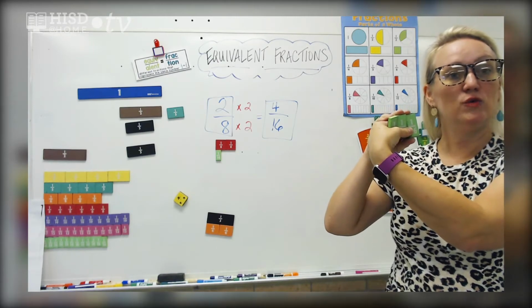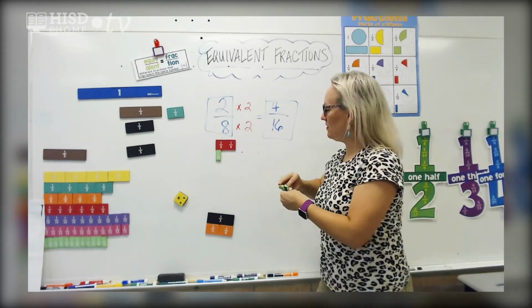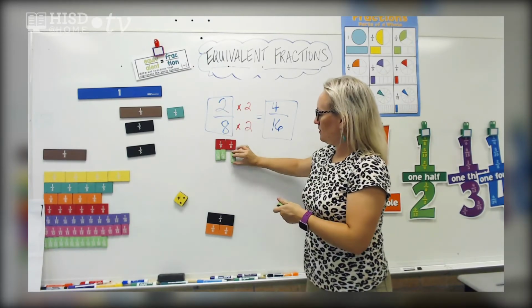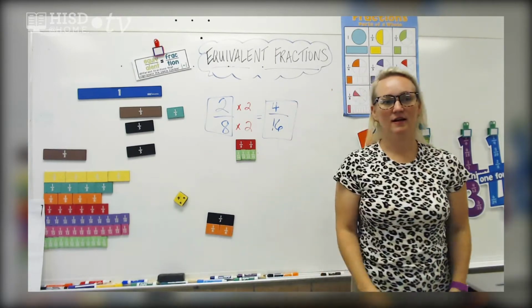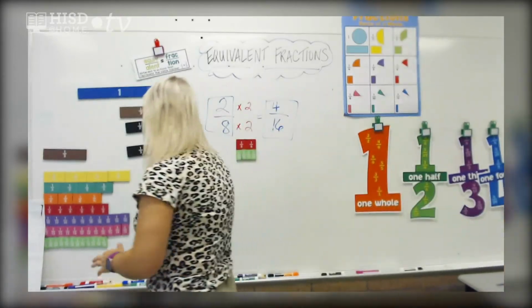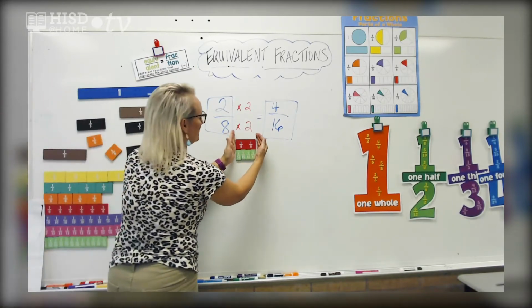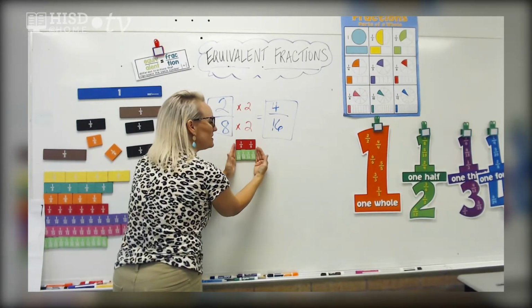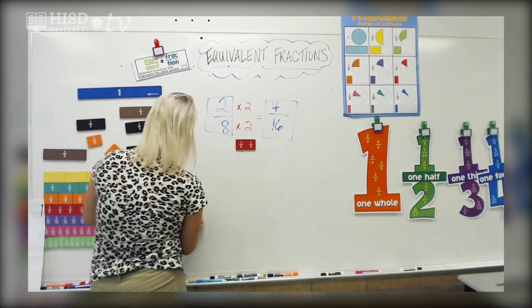So let's see if 2/8 equals 4/16. 2/8, 1/16, 2/16, 3/16, 4/16. Perfect. It is equivalent because they represent the same number. And you can see they're the same number because they're the same size. These are just different ways to write the same thing. Let's try another.